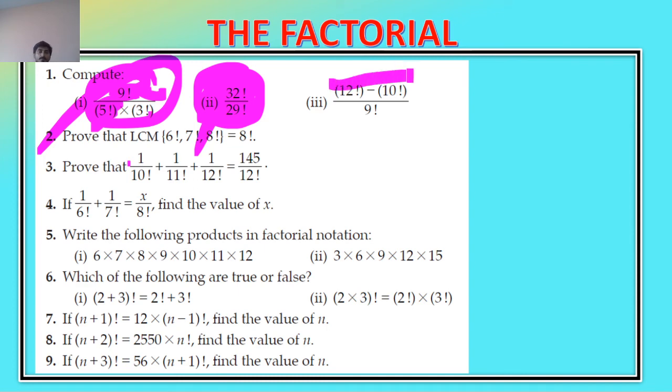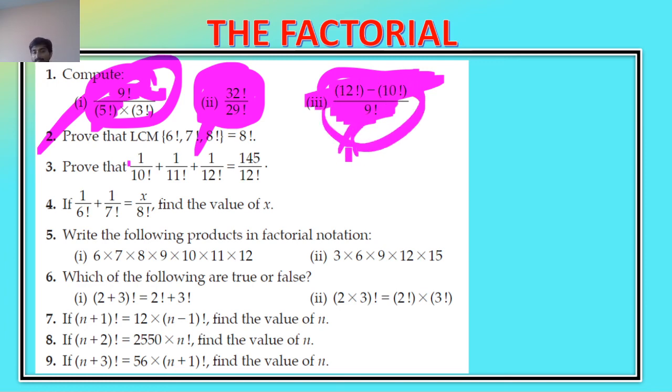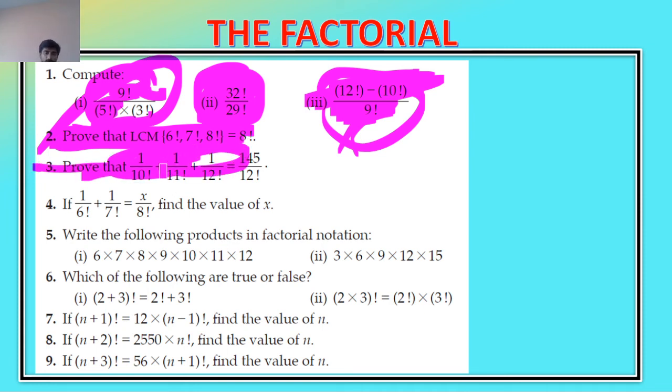In this problem, since the denominator is only 9 factorial, I can take 9 factorial common from these two, and I can split it into 12 into 11 into 10 minus 10, and the common 9 factorial will cancel out. Okay, prove that the LCM of this is equal to this. I have already solved one problem like this. Please go through and try to understand it again. All of you can solve this problem.